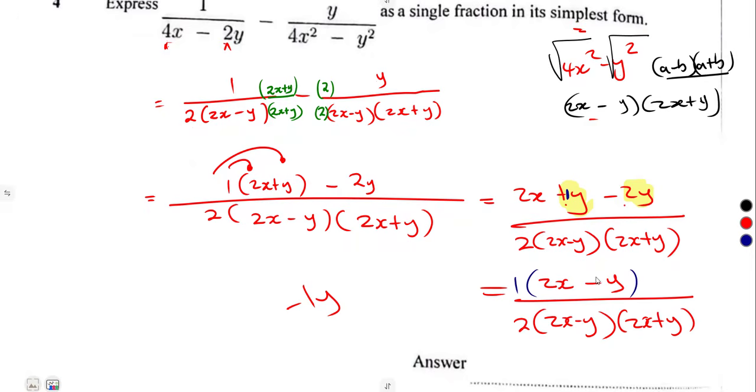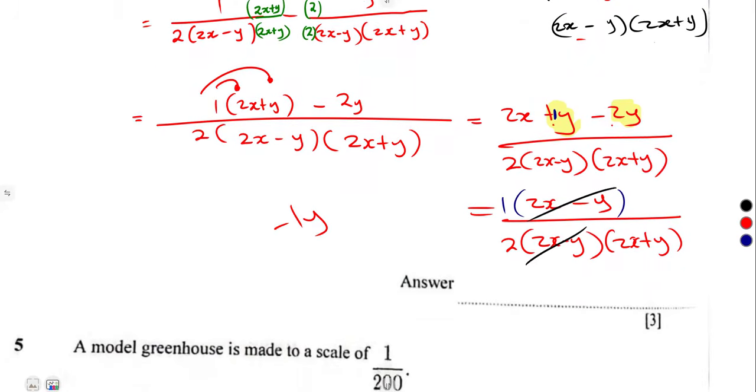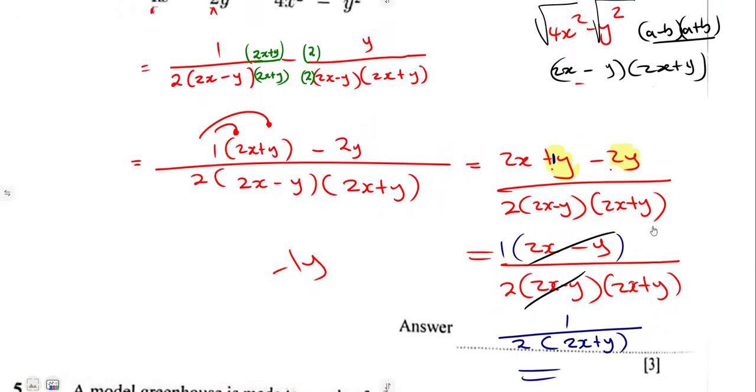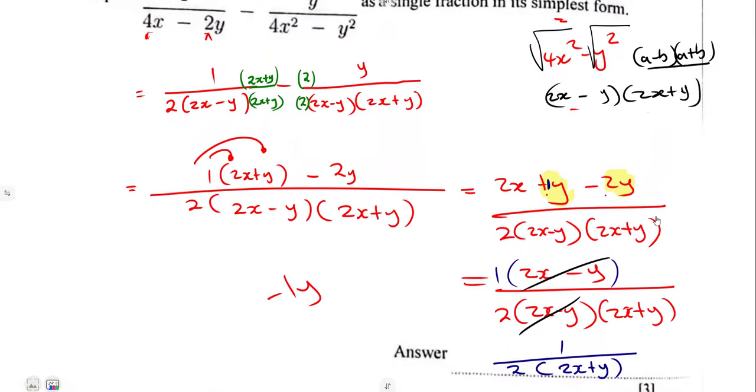So we can simply divide this and you remain with a 1 in the numerator. So definitely here, you're going to obtain 1 over 2 into this bracket, 2x plus y, like this. You can leave your answer as it is, or you can even multiply by 2 inside the bracket. It is one and the same. So this is your simple subtraction.